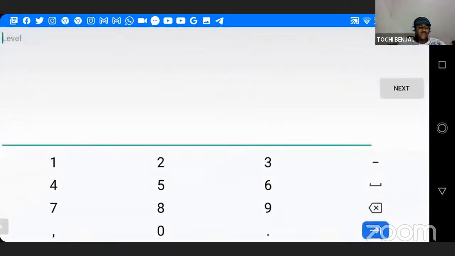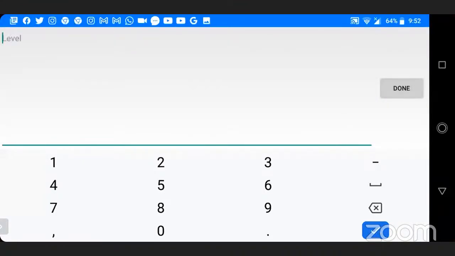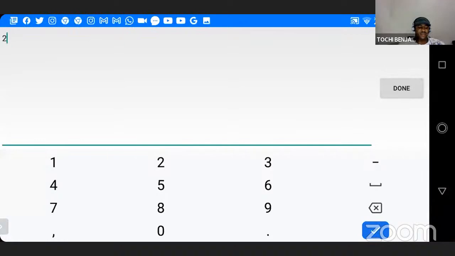I'll click on the level. I'll put 30, then next. Look at the next here on my right. Next, I'll put 70. Don't worry about whether you arrange them, the system will do the arranging. You put 50, go to the next one, you put 80. Which one have I not put? 20, right? So I'm done. I'll click done.